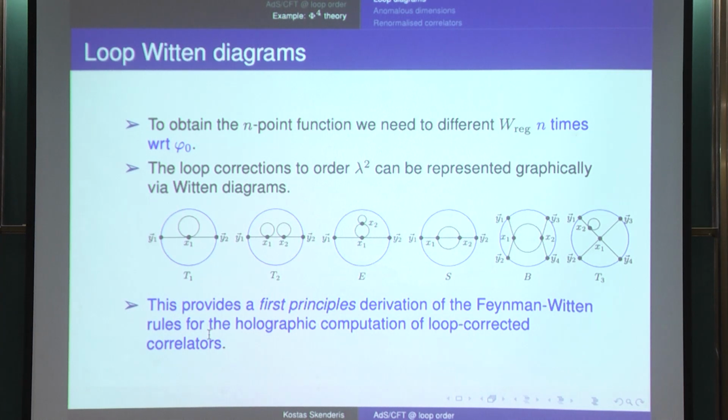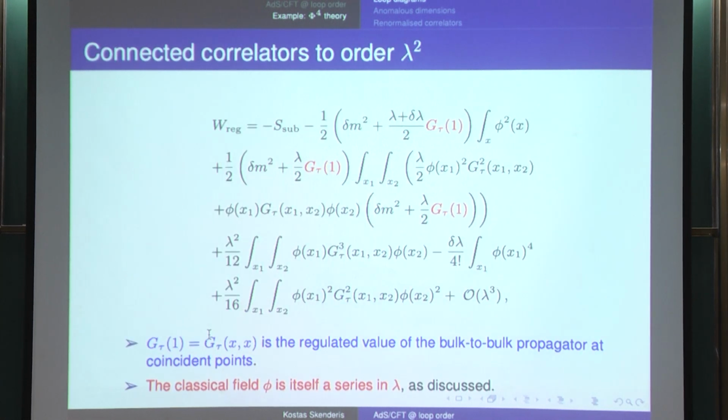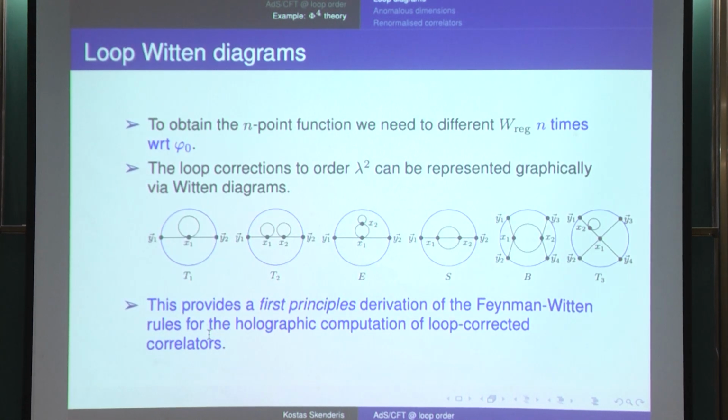And these are the diagrams to order lambda squared. So the notation is, again, the blue circle is the boundary of AdS, and we computed the corrections to the 2-point function and the 4-point function. By just starting from here, you get all the combinatorics and so on. So that provides a first principles derivation of these diagrams. You would have written each individual one using Witten diagram rules.